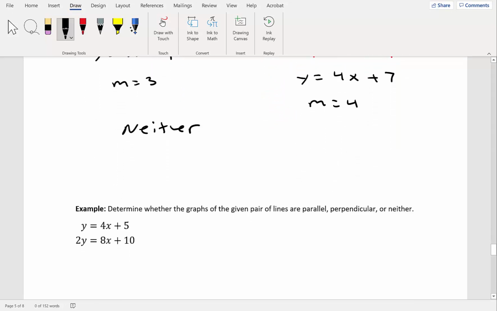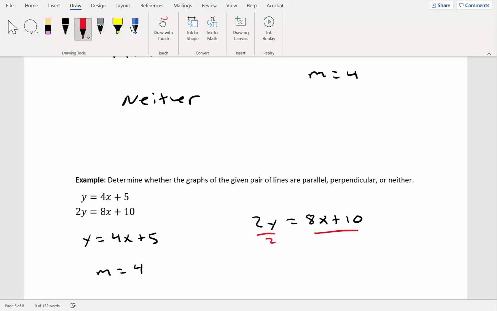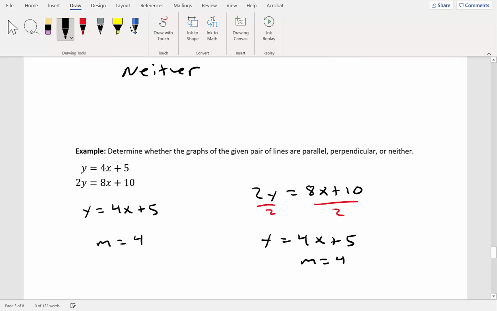Let's take a look at a couple more. So I have y is equal to 4x plus 5. This is my first equation. It's already in slope-intercept form, so I can read off the slope, which is 4. Now my second equation, I have 2y is equal to 8x plus 10. Solve for y, so divide both sides by 2. You get y is equal to 4x plus 5. So my slope is also 4 here.